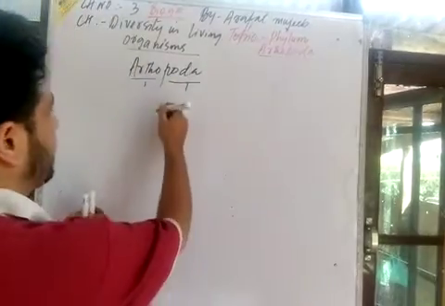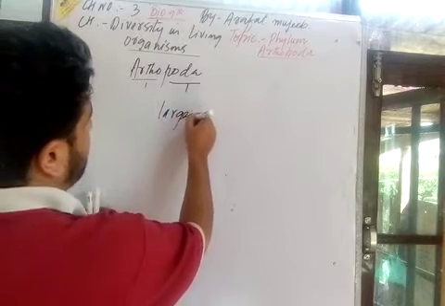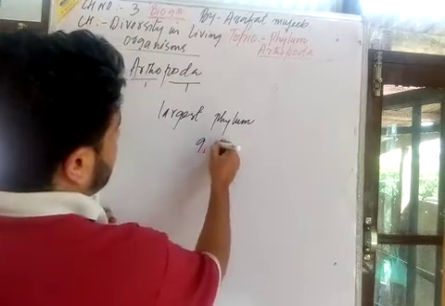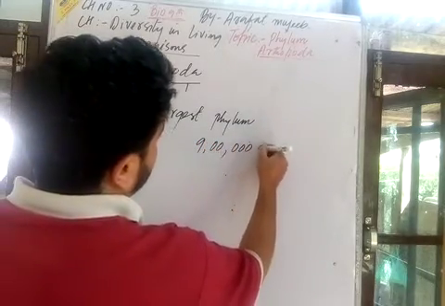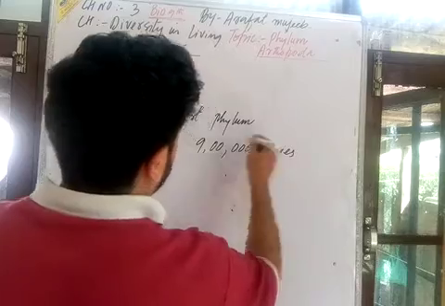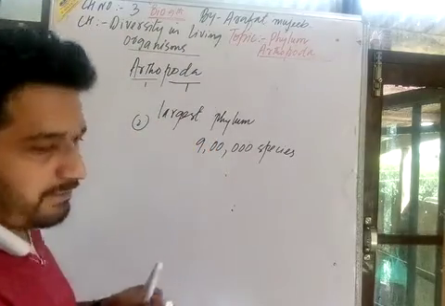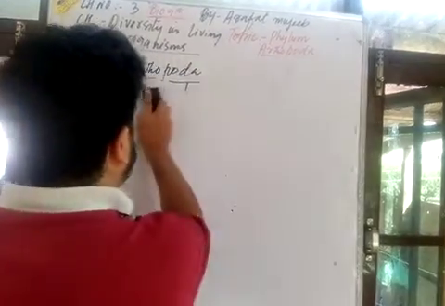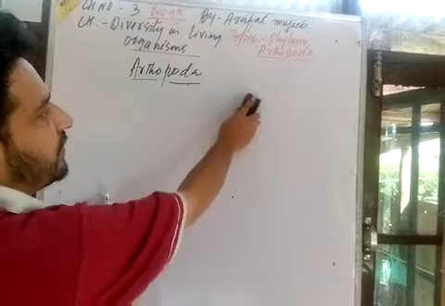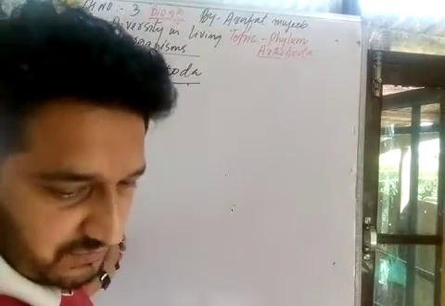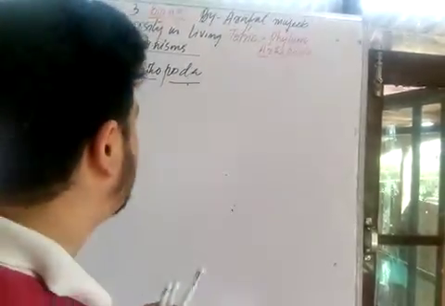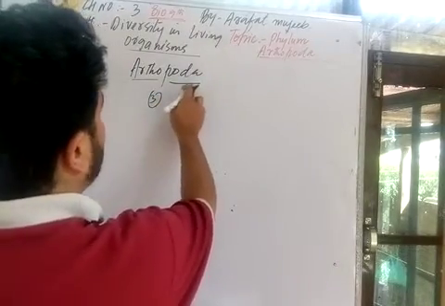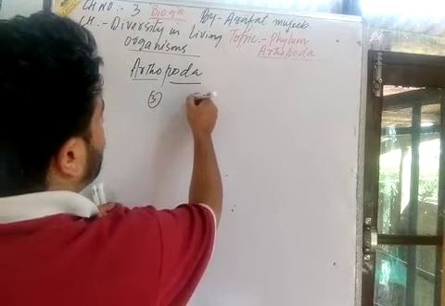Arthropoda जो है ये consider किया जाता है. It is the largest phylum, and the number of species is 900,000 species. It is considered as the largest phylum in kingdom Animalia. It is of diverse, that means diversity is seen in this phylum. There is a diversity.